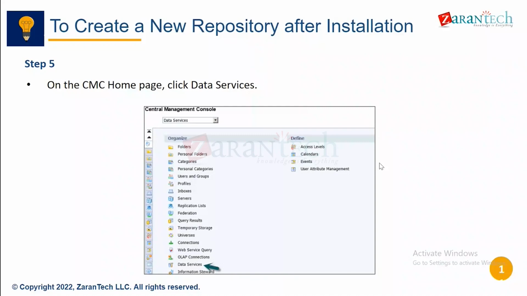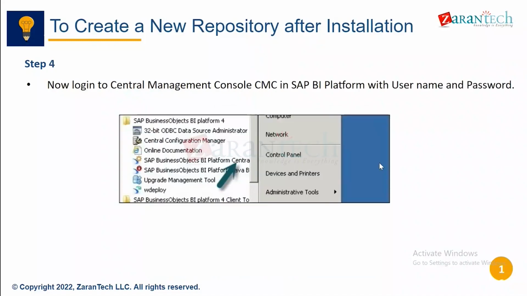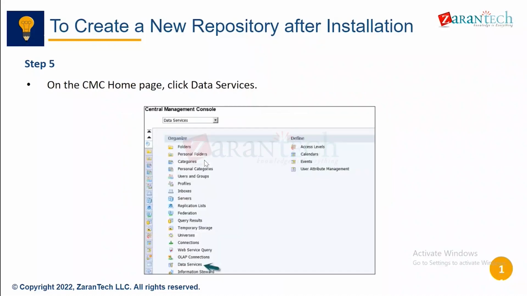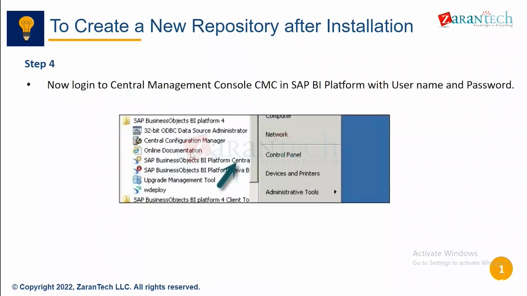I'm just checking whether I can see that option or not. If you want this option, then like I told you, from this list, go to your search window. You can get SAP BusinessObjects BI Platform Central Management Console there. Clicking this option, you will get this screen. But that one is only for admin, right? Yes, this is only for admin.